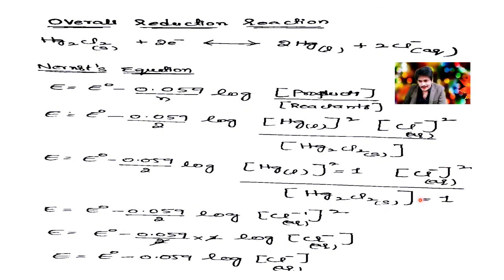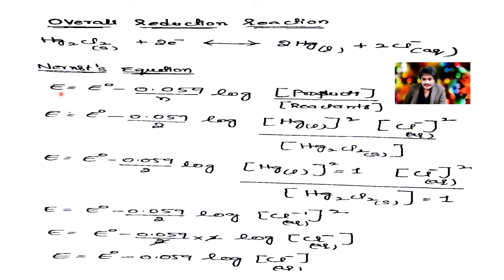So now, students, we are going to discuss the Nernst equation associated with this reduction reaction of the saturated calomel electrode. Now, what is the overall reduction reaction? The overall reduction reaction of this saturated calomel electrode is mercurous chloride solid gains 2 electrons and converts to 2 moles of mercury liquid plus 2 moles of chloride aqueous. Now let us apply the Nernst equation for this reduction reaction.